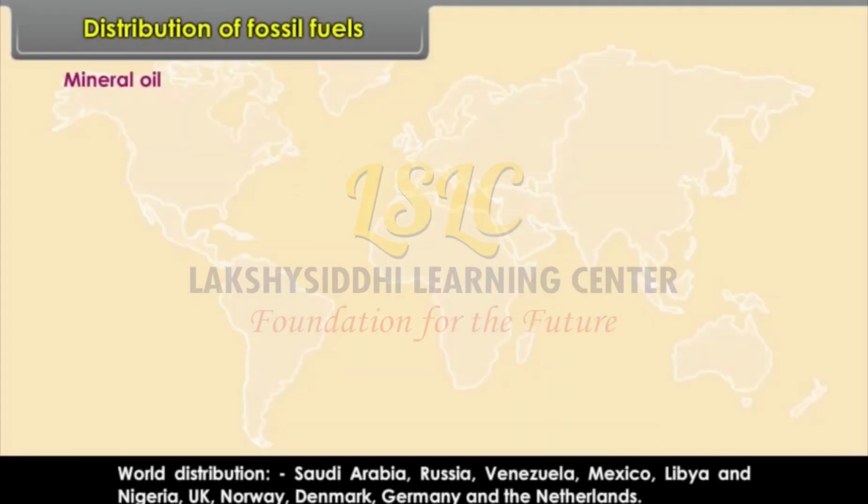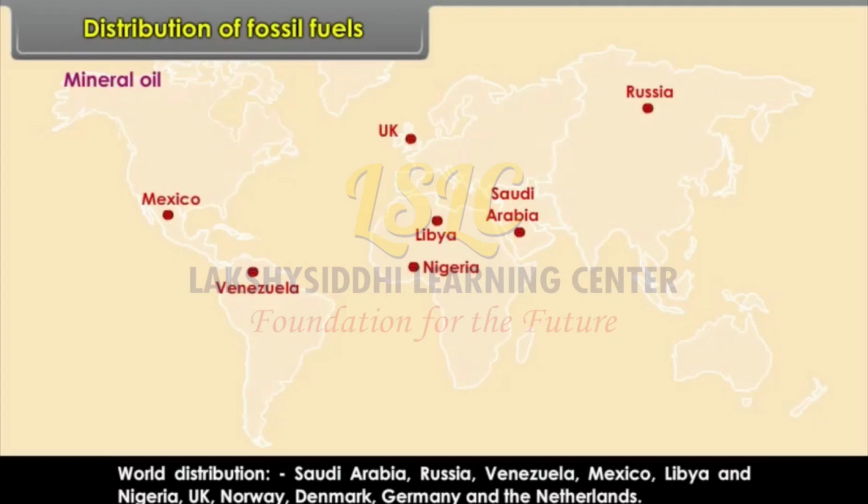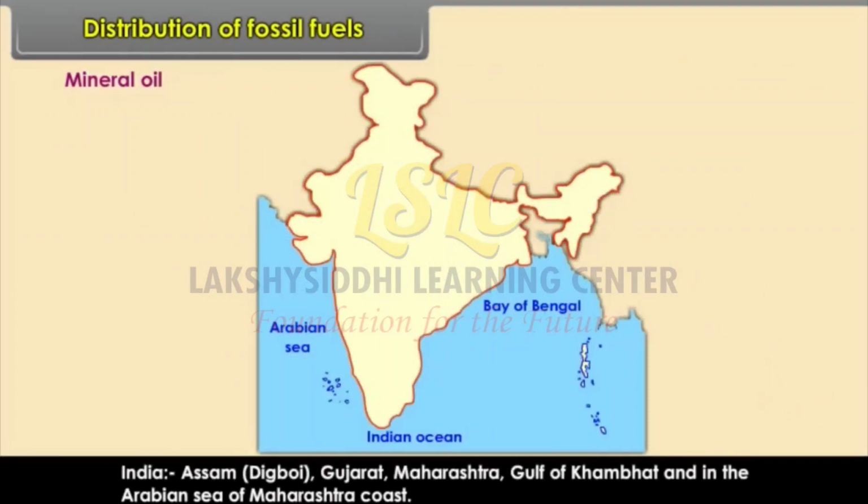Mineral oil. World distribution: Saudi Arabia, Russia, Venezuela, Mexico, Libya, Nigeria, UK, Norway, Denmark, Germany and the Netherlands. India: Assam, Digboi, Gujarat, Maharashtra, Gulf of Khambat and in the Arabian Sea off the Maharashtra coast.